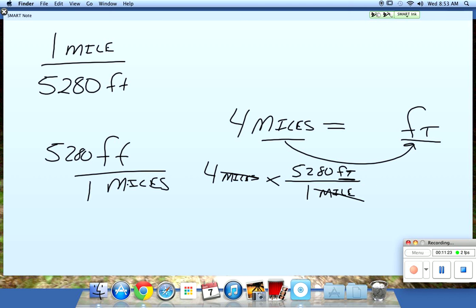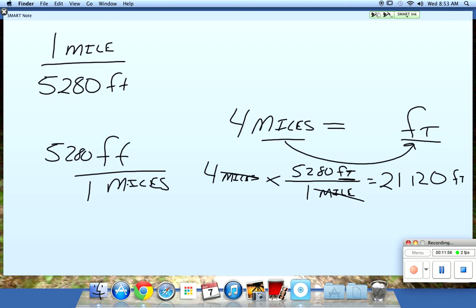And this comes out to 21,120, if I'm correct. I did that in my head. Hopefully I'm correct, but that's feet. This is how many feet are in 4 miles. 21,120, if I did the calculation correct. So that's my conversion. That's how we can do conversion.